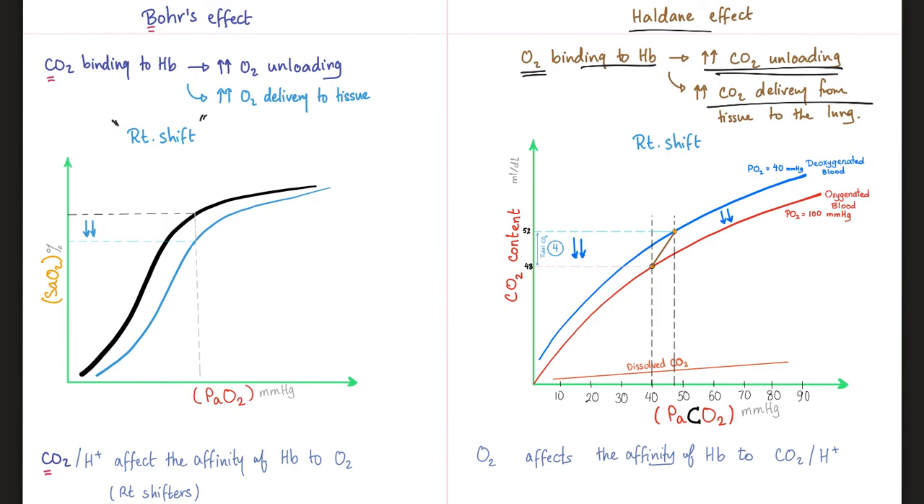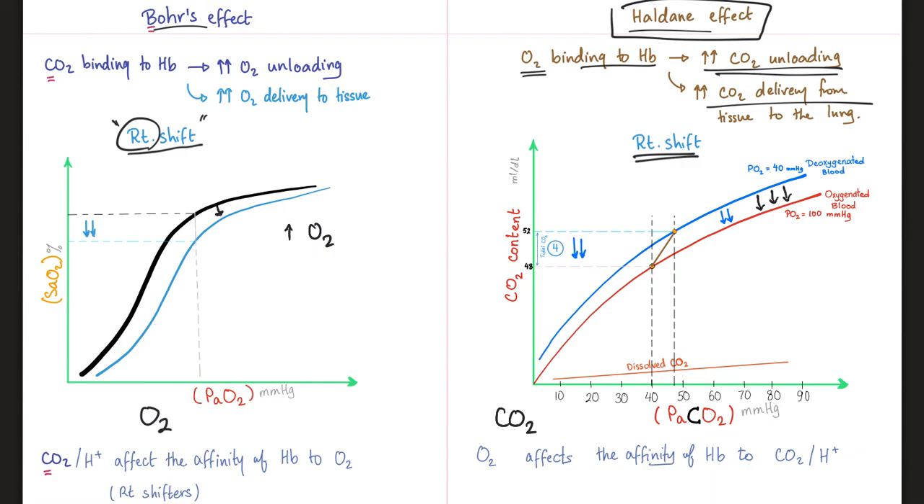If you pay attention, Bohr effect is nothing but a shift to the right of the curve. What kind of curve? This is the oxygen dissociation curve. Haldane effect is also a right shift of a curve. What kind of curve is this? This is the CO2 dissociation curve. You have shifted the oxygen dissociation curve to the right, which means you increase oxygen delivery to the tissue, and you have shifted the CO2 dissociation curve to the right, you can say to the right and downwards, and you have increased CO2 delivery to the tissue.